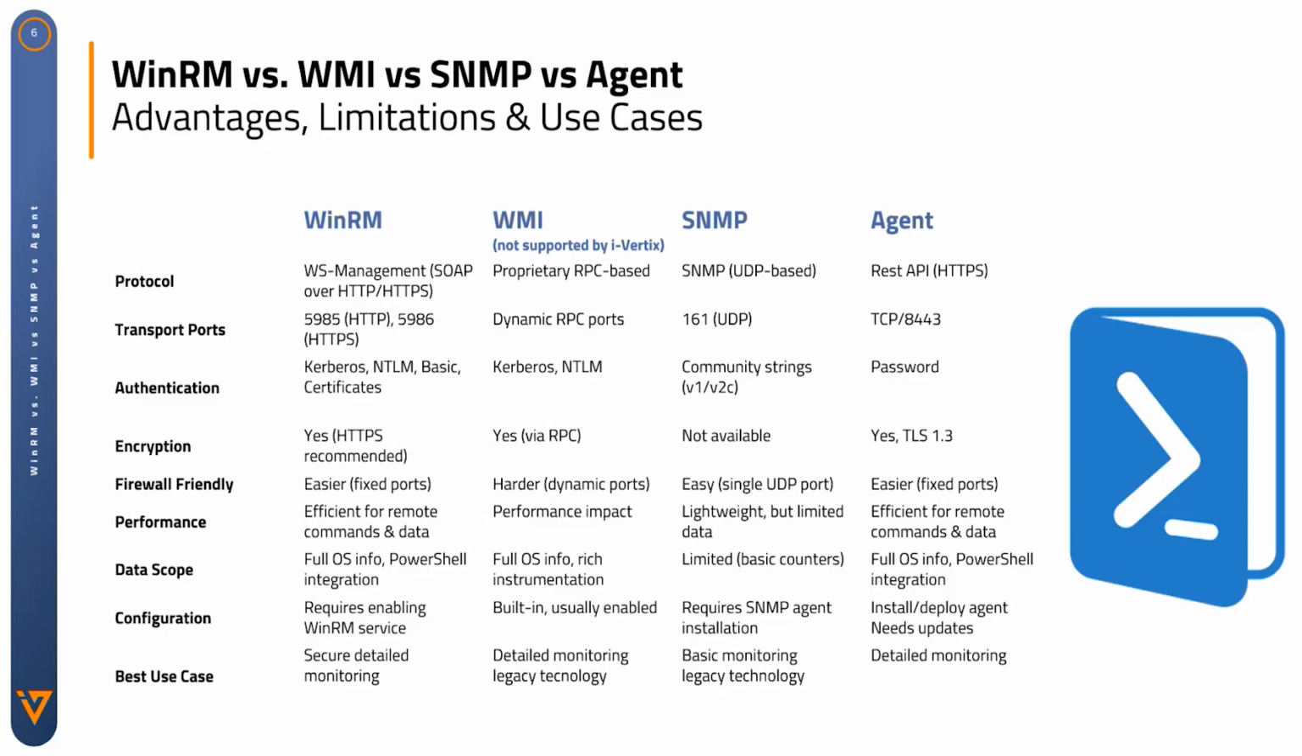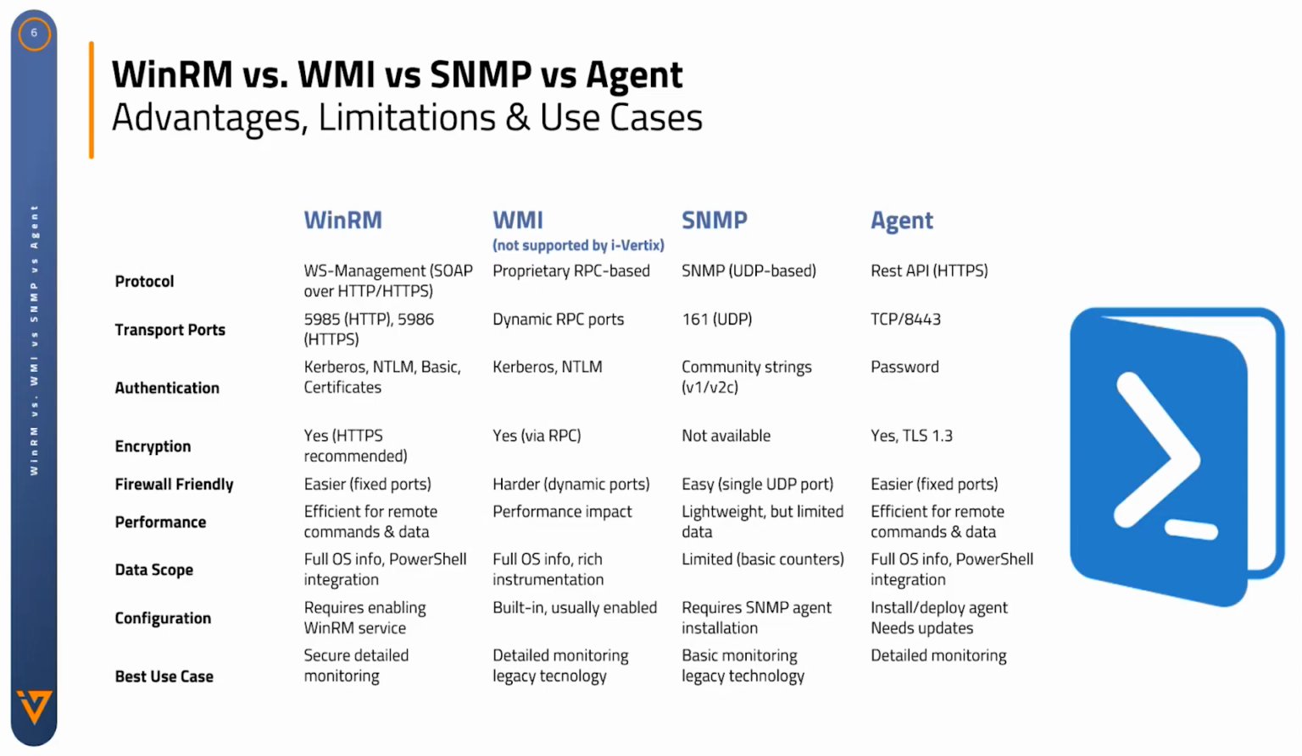SNMP, you know, is a lightweight protocol. Performance is not a problem, and even on the agent, performance is not an issue for monitoring. Now the data scope, what we can do. With WinRM, we can do more or less the same things that we can do with the i-Vertix agent, and at the moment even more. We have additional features that maybe are not available on the agent side.